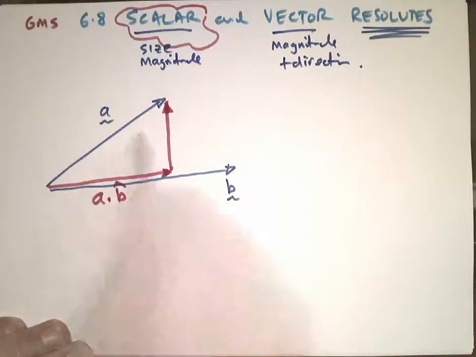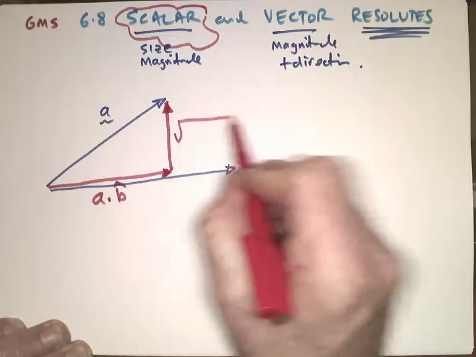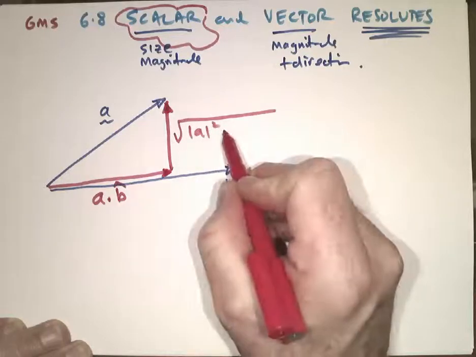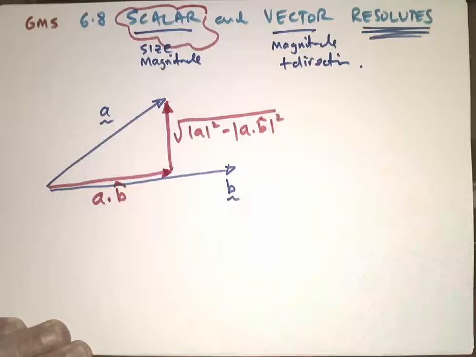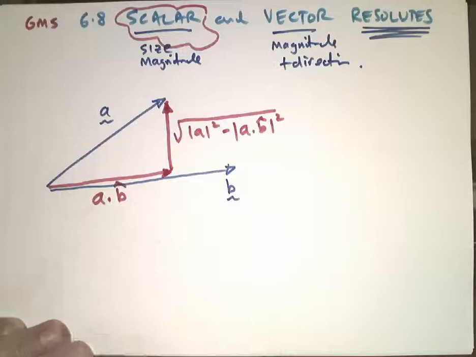And because I have two vectors, well, I can work out this is the magnitude of A squared minus the magnitude of A dot B hat squared. Because they're scalars, Pythagoras' theorem will tell me that this side is that side squared, subtract this side squared, then take the square root.